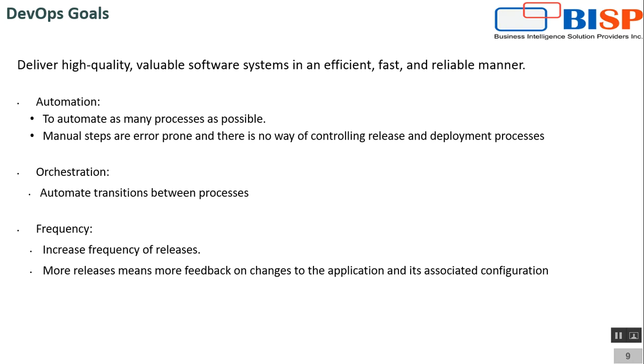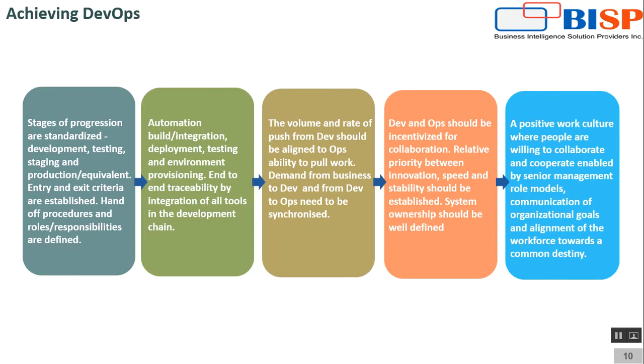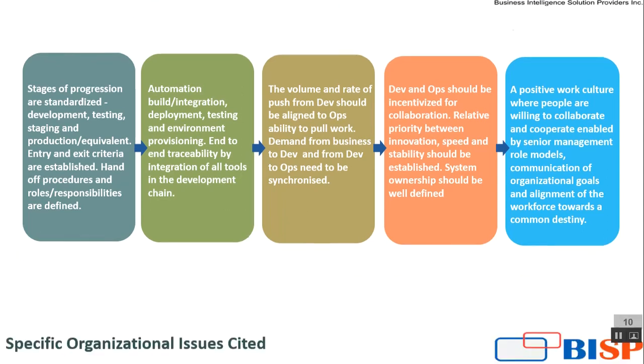Now the goals of DevOps are automation, orchestration, and frequency. Automation is the key to quicker development and high quality, so for all these things we require automation. To achieve DevOps we need automation, standardization, collaboration between the dev and operations teams, and a positive culture in our whole environment, so that we can achieve a better understanding of the implementation of DevOps.